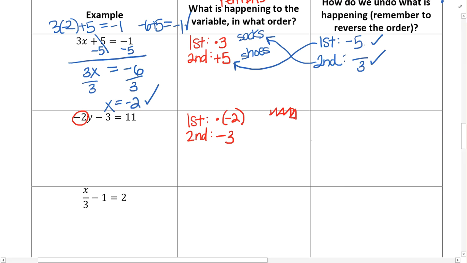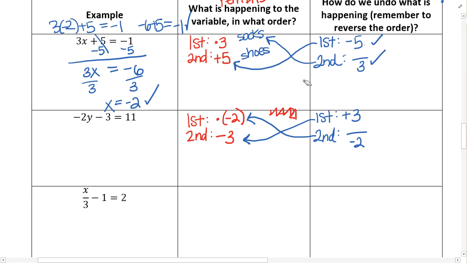So we need to reverse that in the opposite order. So first, the opposite of subtracting 3 is adding 3. Not subtracting 2. Subtracting 3 is adding 3. Second, the opposite of multiplying by negative 2 is dividing by negative 2. Notice I didn't change the sign. It's still negative. Okay? Because multiplying by negative 2 and dividing by negative 2 are opposites. Alright, so let's actually solve it now.